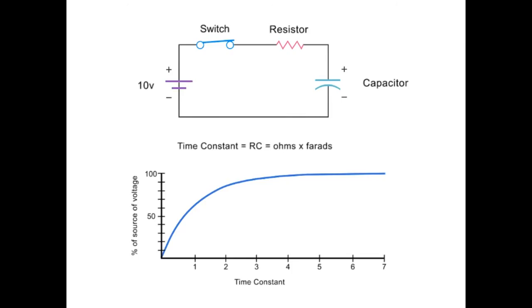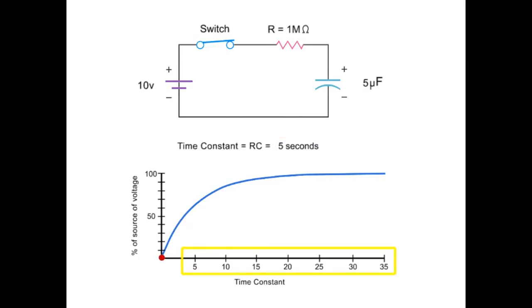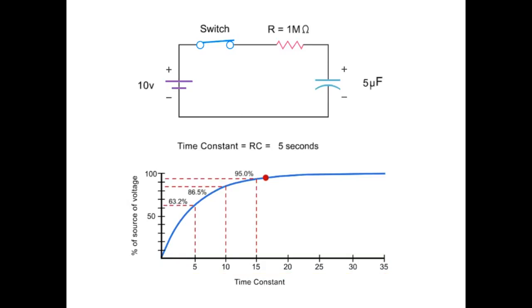For example, in this circuit, if you have a 1 megaohm resistor and 5 microfarads capacitor, the time constant would be 5 seconds. Therefore, for each 5 seconds of elapsed time, the capacitor will achieve its corresponding voltage percentage until it reaches an effective charge after 5 time constants.